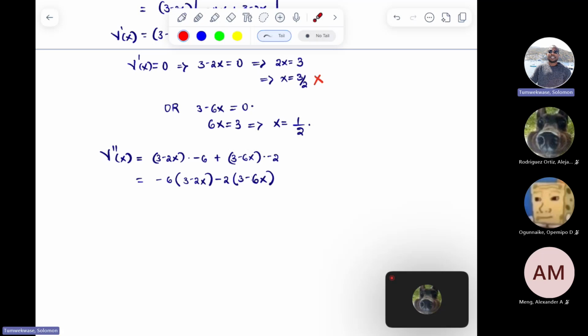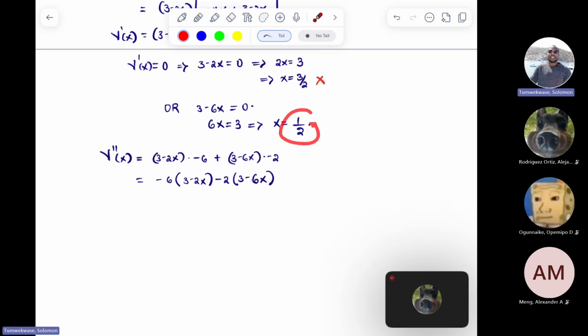Yeah, okay. So maybe once again, when we substitute 3 over 2 here, this is 0, right? Then we are left with minus 2 into 3 minus 6 times 3 over 2. So this is 3. That is also a 0. Yeah, we are right. So this guy doesn't give us a conclusion.